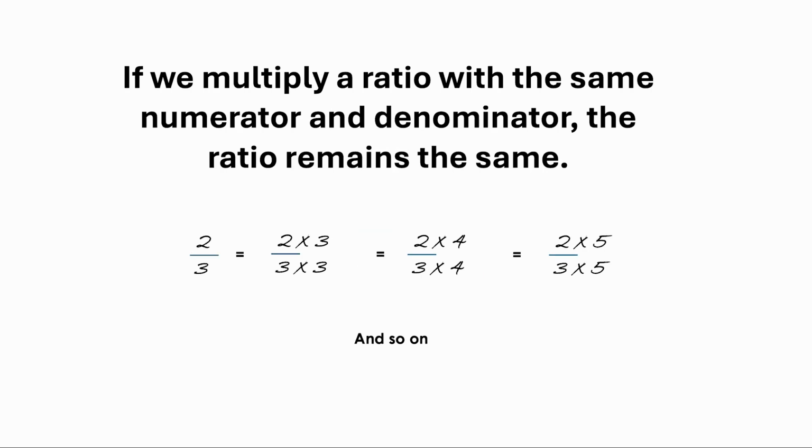Similarly, if we multiply any ratio with the same number in numerator and denominator, all the values are in proportion. Why? Because 3 divided by 3 essentially is 1, right? So you are multiplying 2 by 3 with 1 only. So they all are in proportion.